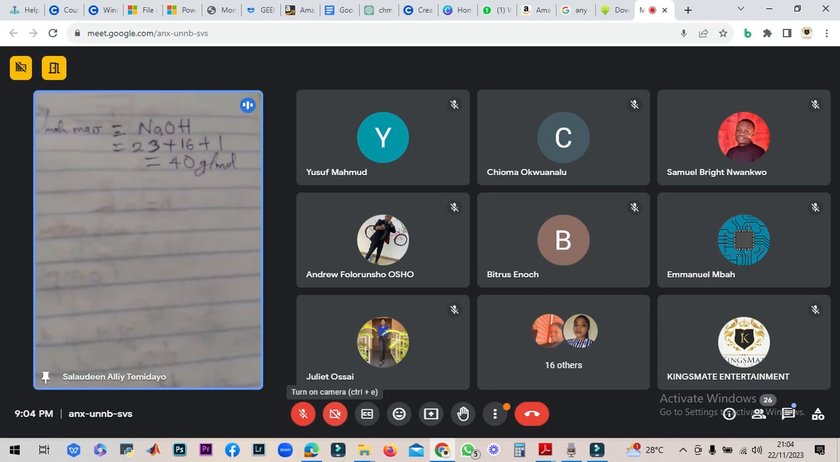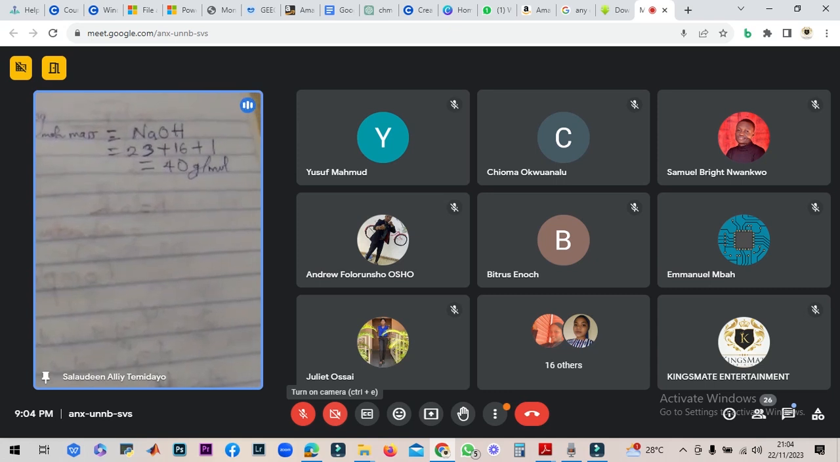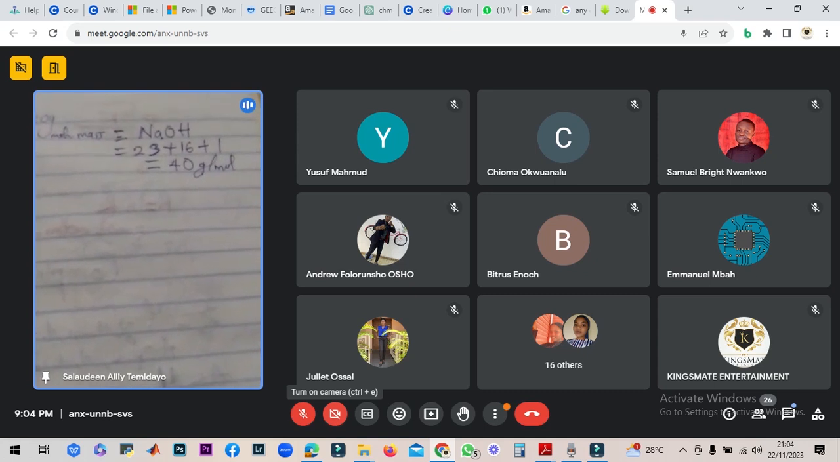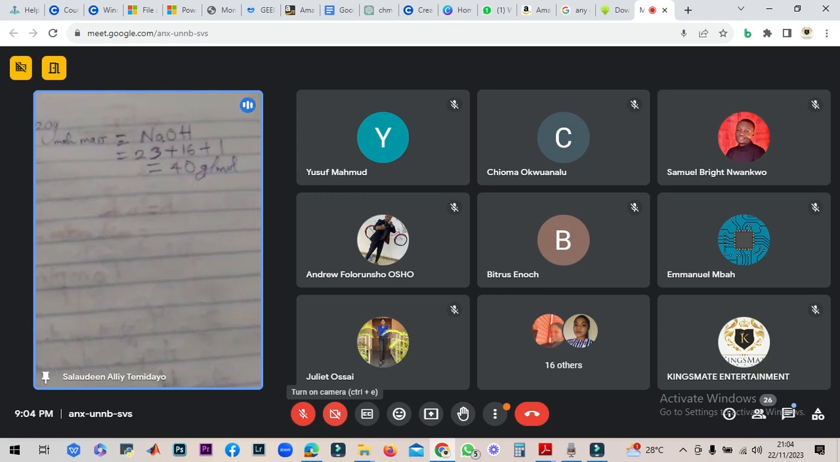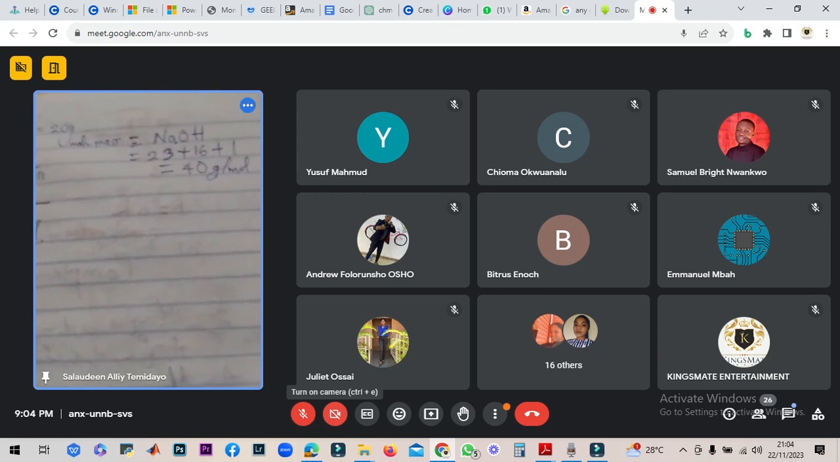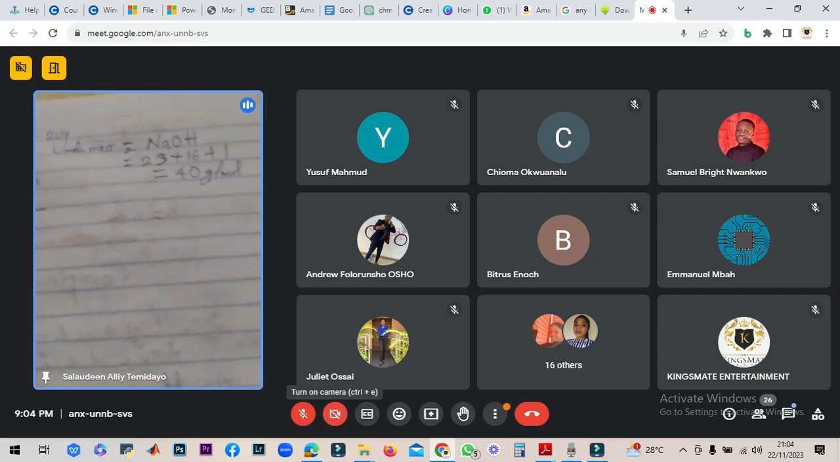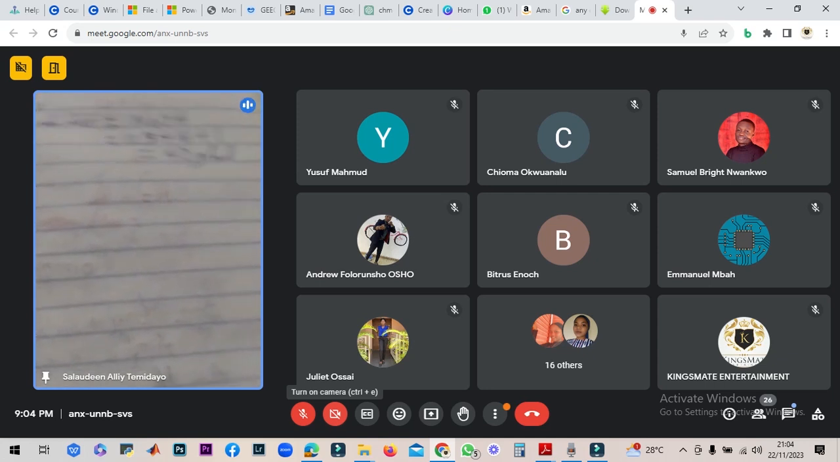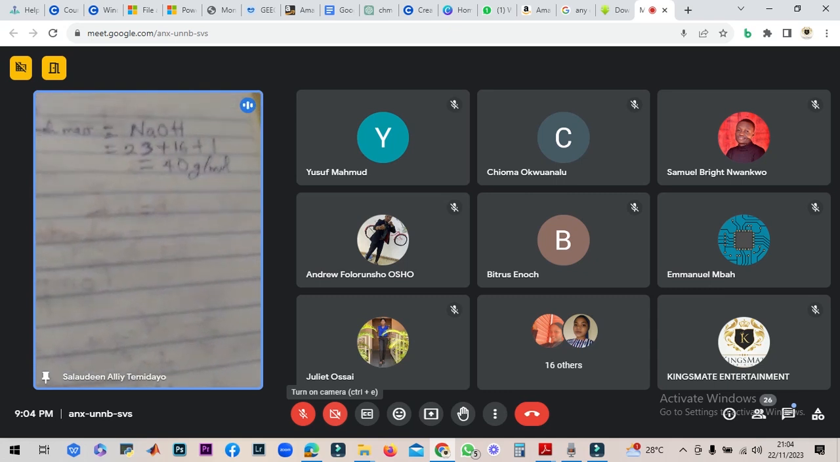Okay. So now the next one is: the base unit of a measured or weighed solid material in chemistry is. So I think the base unit they are talking about now is the SI unit, the System International Unit. So this one is kilograms. The base unit of a measured or weighed solid material in chemistry is kilograms.